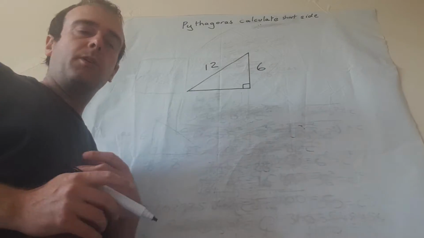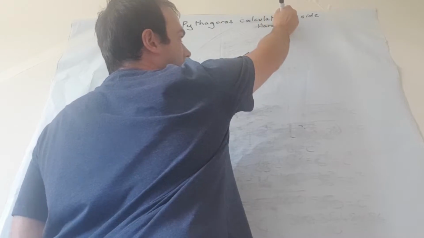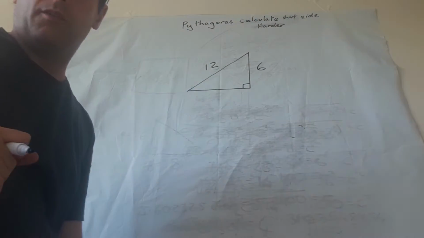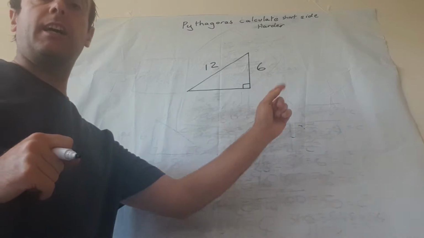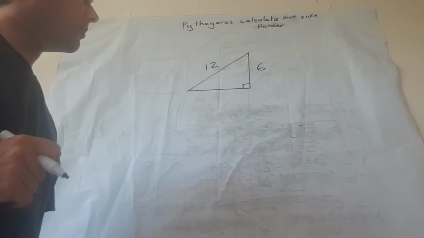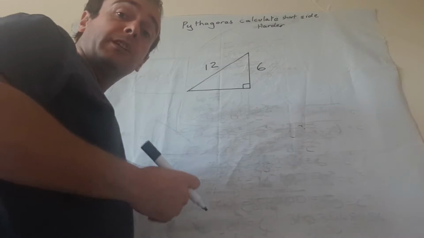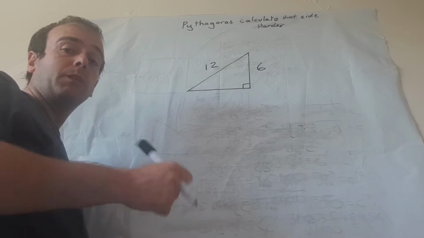Alright, so we're going to have a look at calculating the shorter side, but with harder numbers involved. So what we've got is a hypotenuse of 12, a side length of 6, and then an unknown one down at the bottom here. The first thing that I do every single time is label my sides. Which one's A, which one's B, which one's C.